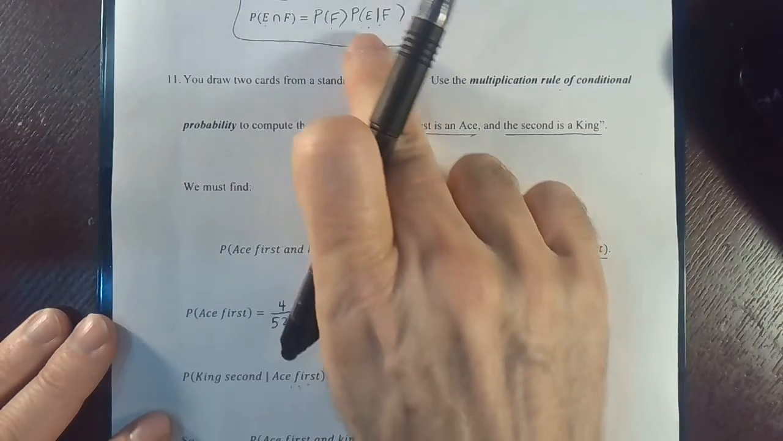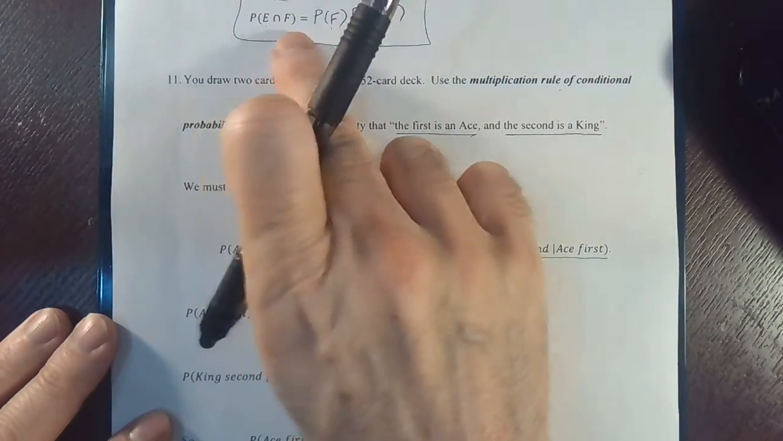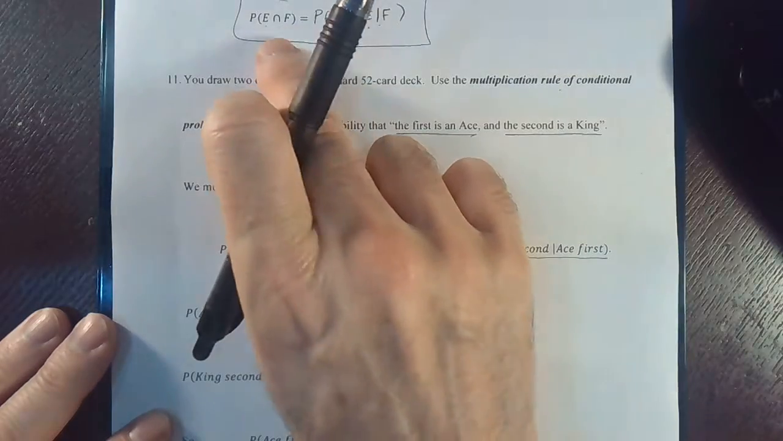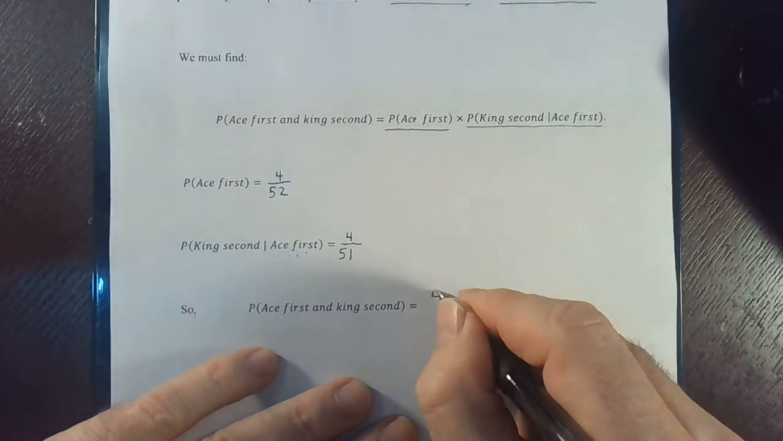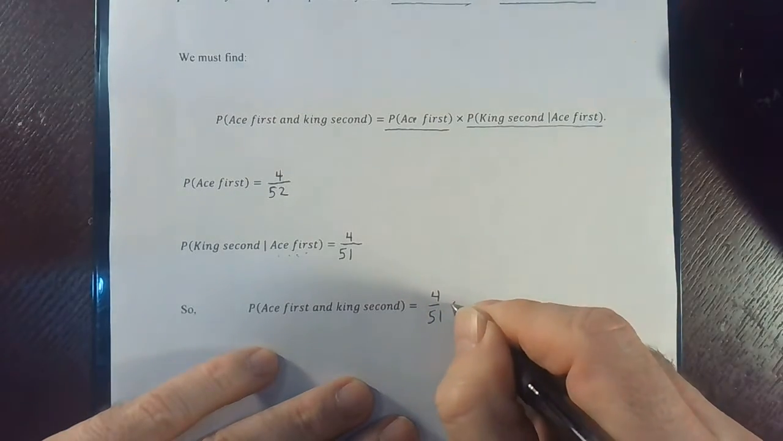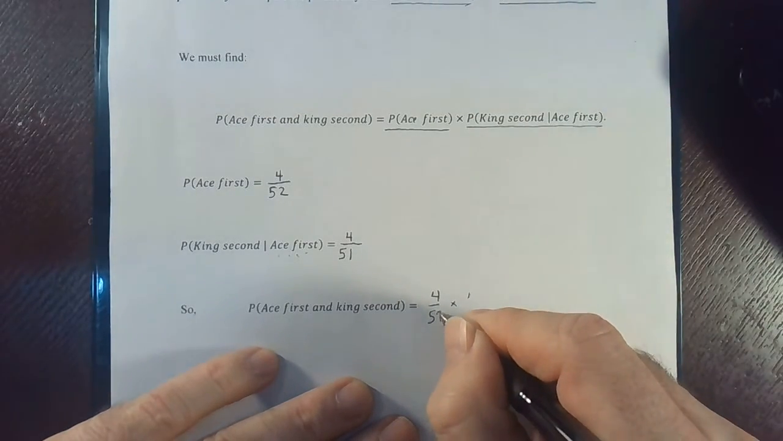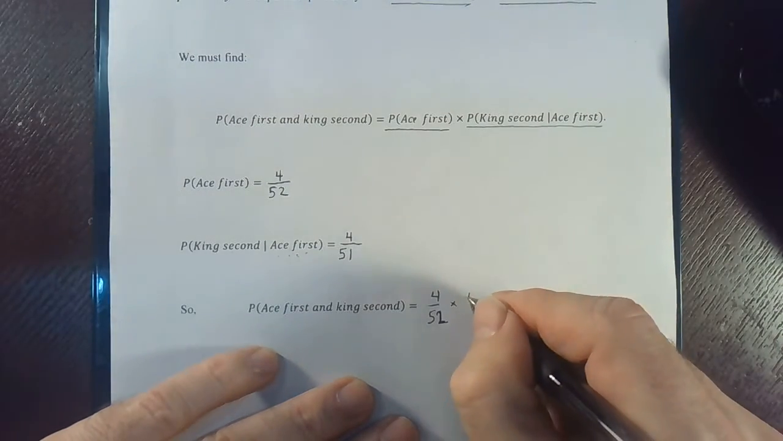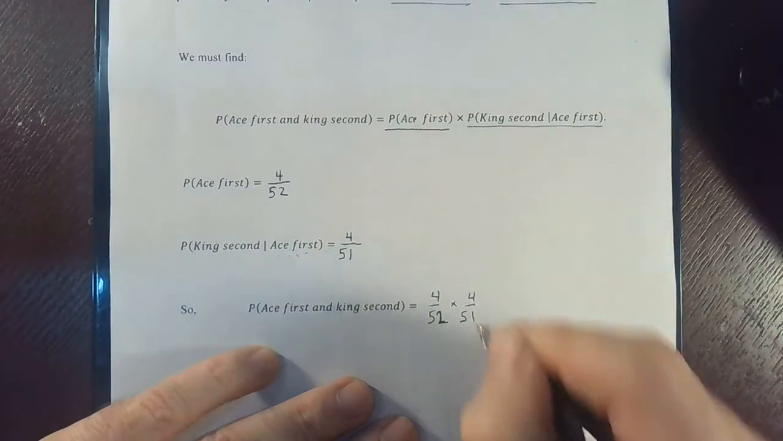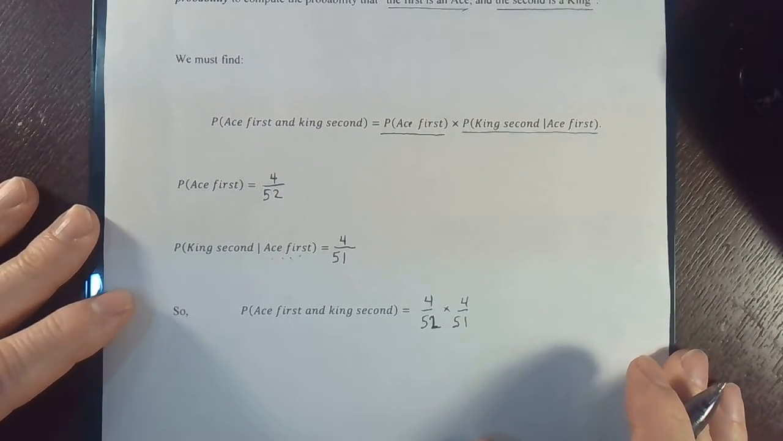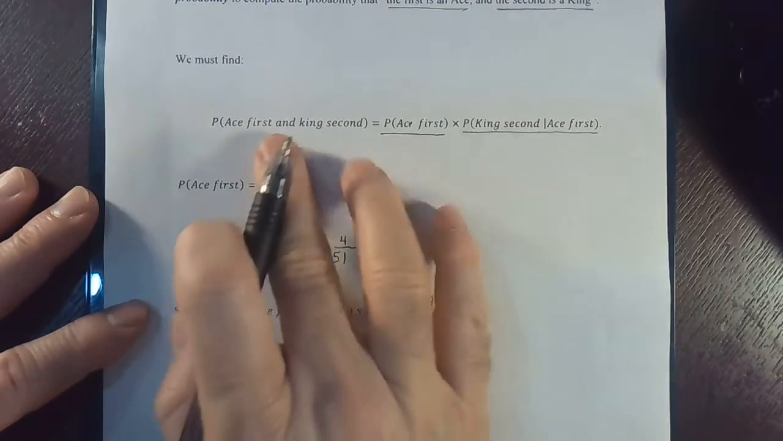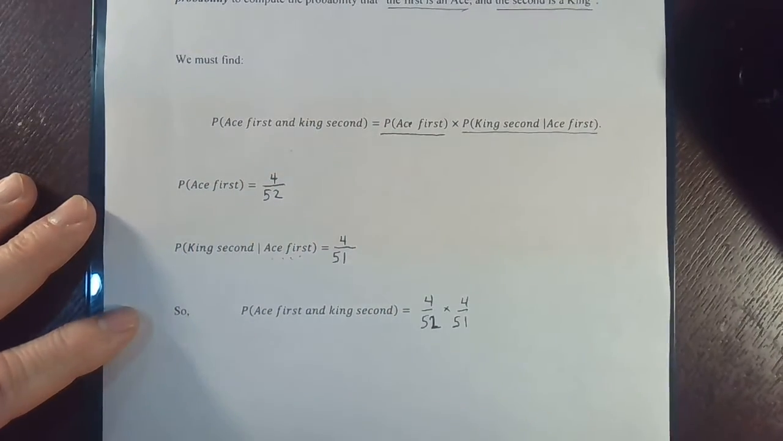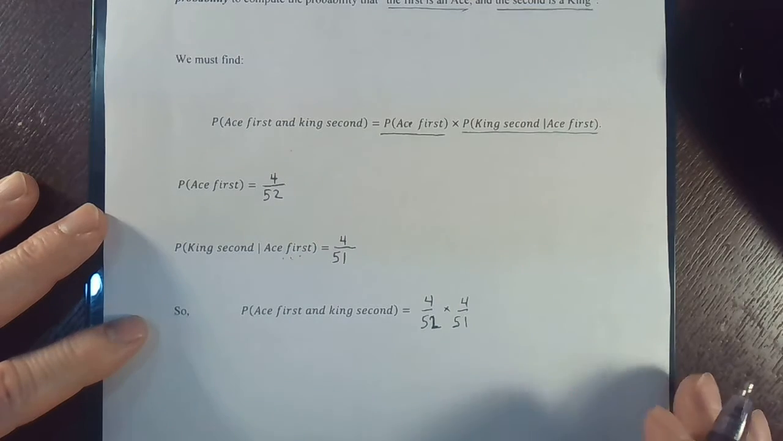So we multiply those two probabilities to get the probability that both of those events happened. It's going to be 4 over 52 times 4 over 51. That's the answer. This problem is so simple that it's simpler to do it without even plugging into this formula. But on more difficult ones, you will want to use the formula.